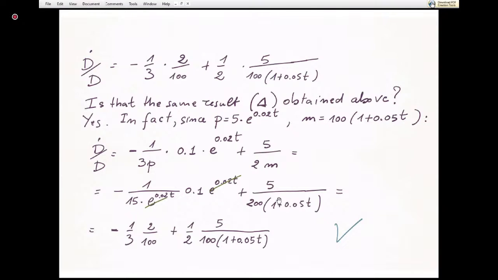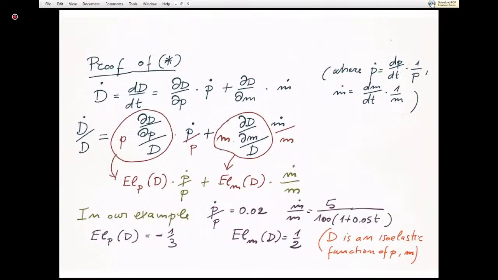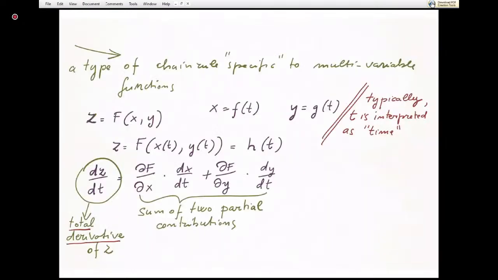Now, this is just the last example, you may also wonder why we call this the total derivative of Z. The next example shows why we call this the total derivative. It is intuitive that this is a total derivative. It is the sum of two partial contributions, and these are partial derivatives, but partial derivatives of Z with respect to the two variables, not with respect to time.